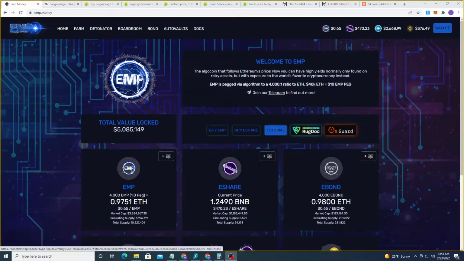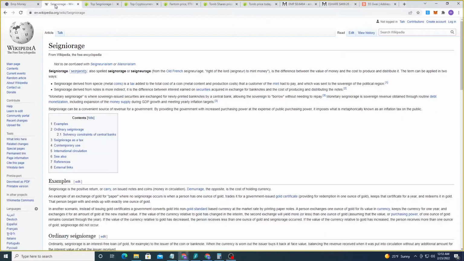Seigniorage, typically in the crypto space, is referred to as an algo project or an algorithmically pegged project. So let's go to the wiki page and read exactly how that's defined here. Seigniorage: it's the difference between the value of money and the cost to produce it and distribute it. There are two terms here. The most relevant to crypto is the second one. Seigniorage derived from notes is more indirect.